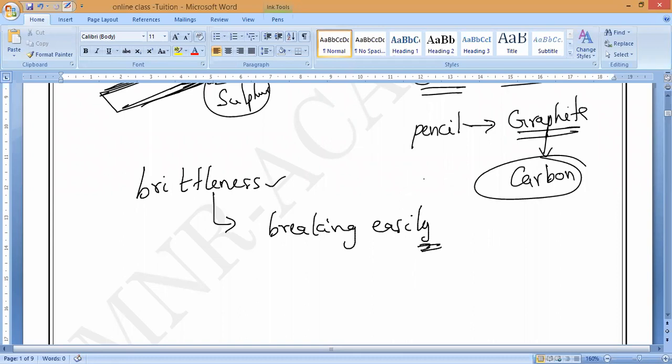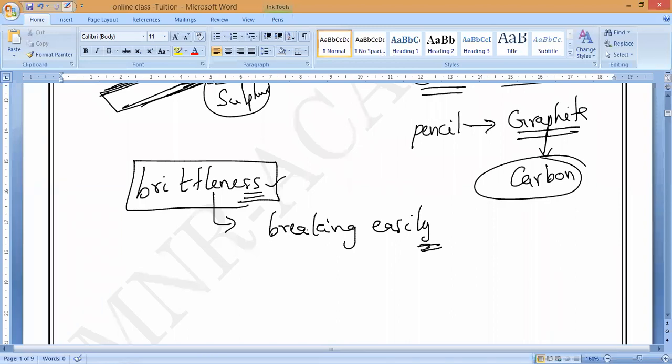So all the non-metals, how many non-metals do we have? Totally 22 non-metals. In that, solid non-metals are how many? Only 10. The brittleness property is applicable only for solid non-metals. They break very easily, and that property is called brittleness. Brittleness is the characteristic property of metals or non-metals? Non-metals.